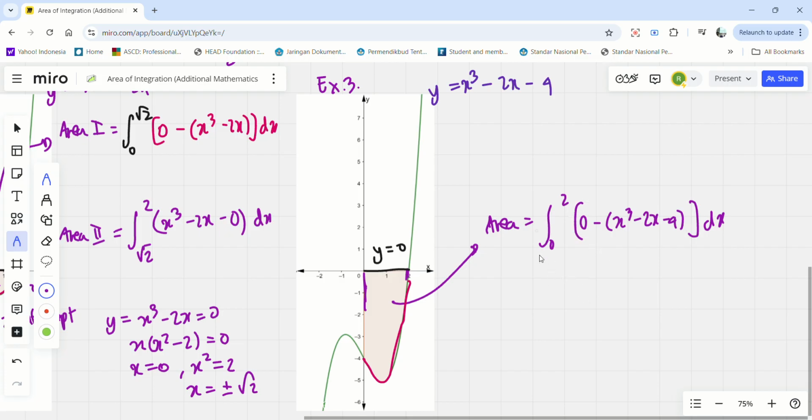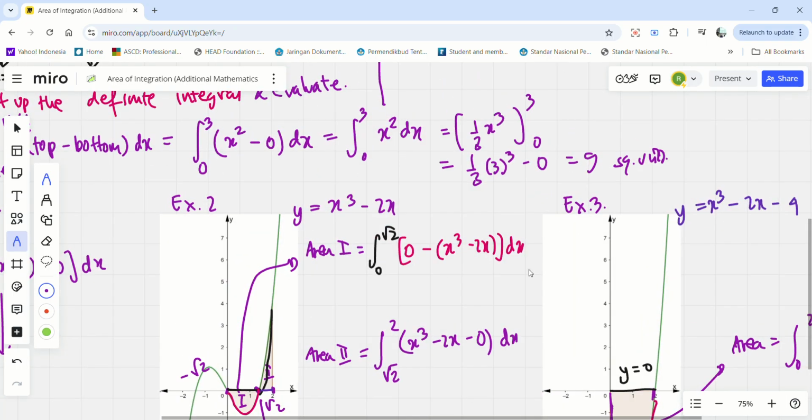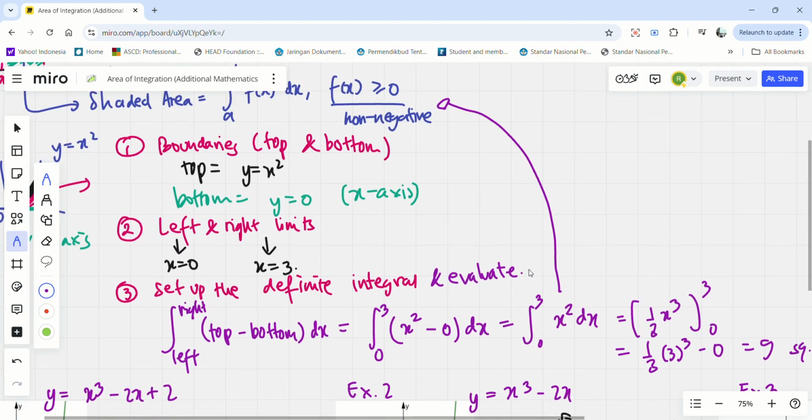So that's it, basically. Whenever you see this, always go back to the main concept, the main procedure: top, bottom, left and right limits, and then set up the definite integration. Then we do the evaluation.